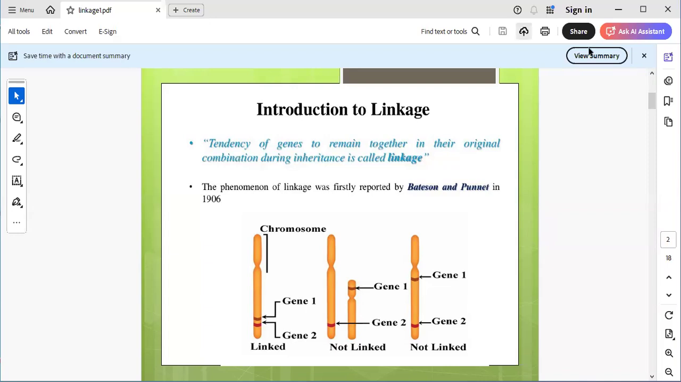For example, we can see here, this is one chromosome. In this chromosome, a number of genes are arranged sequentially. A is here, B is here, C is here, D is here, for example. Some genes are very close together, and for some genes there is somewhat more distance between the two genes. The genes are not altered. They enter into the gamete as usual, and the same type of combination will be seen in the progeny also.